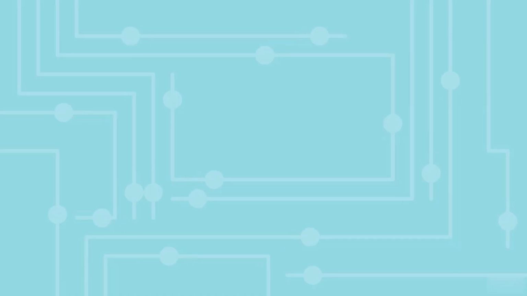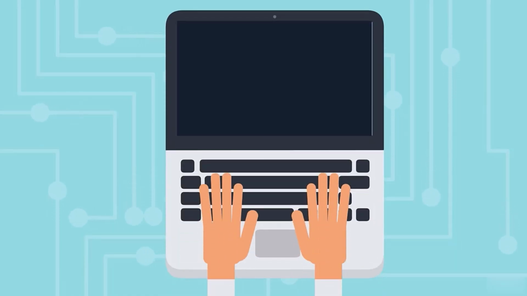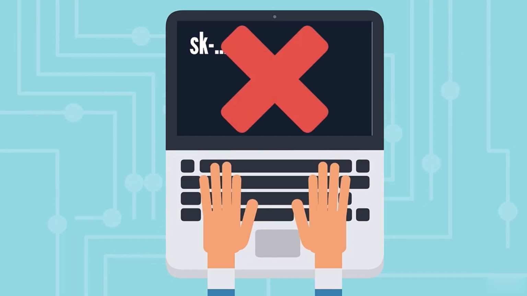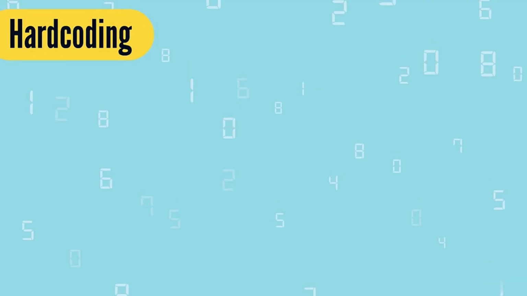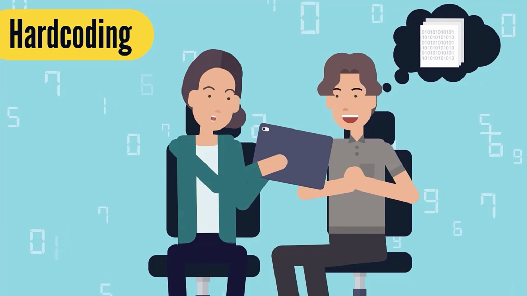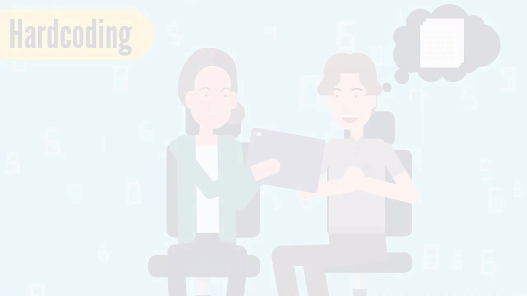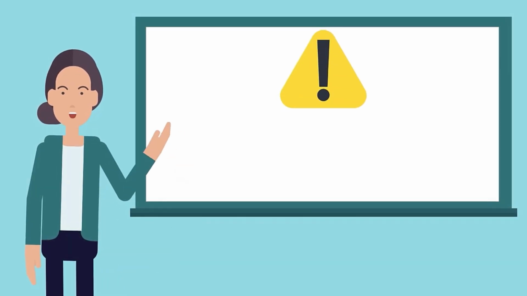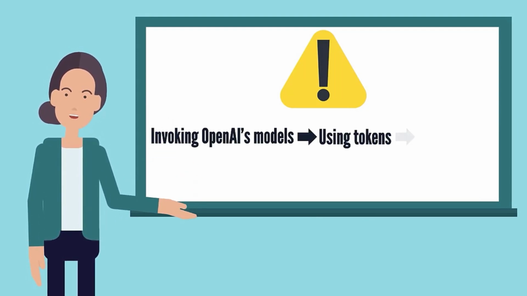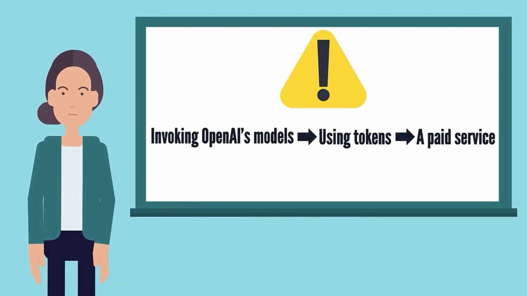For example, the OpenAI API key, a required credential for accessing the OpenAI services, should not be exposed within the code. Hard-coding its value risks unintended exposure, such as when you share your code with friends or colleagues. This is a critical security issue because invoking OpenAI's models through the API corresponds to using tokens, a paid service.